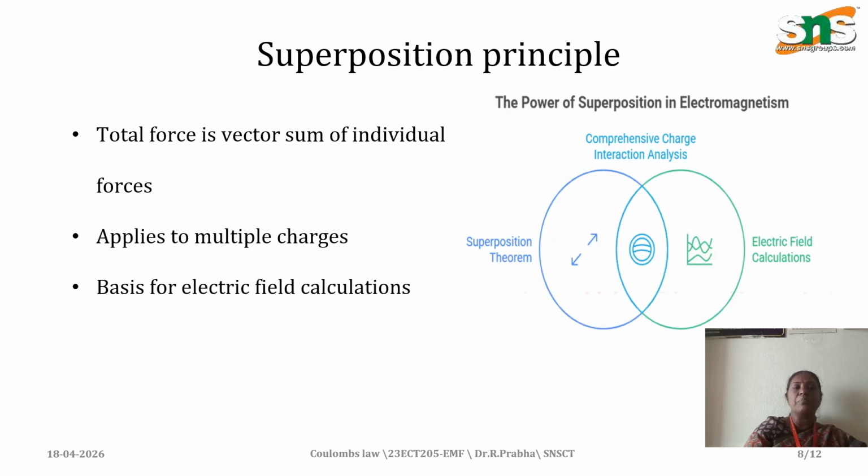Now the superposition principle, a very important principle in a static electric field, gives the total force, and it is the vector sum of the individual forces in an electric field. We can apply the superposition principle to multiple charges, and it is the basis for electromagnetic field calculations. If an electromagnetic field contains many charges, there are different forces applied. In order to sum all the forces, we have to use the superposition principle. This is very important in electromagnetic field theory.